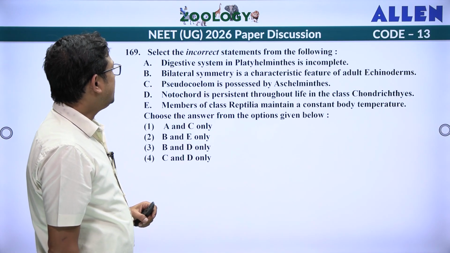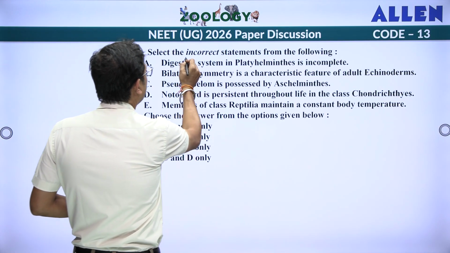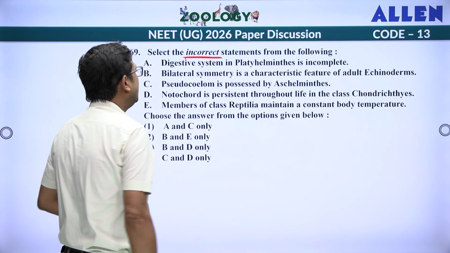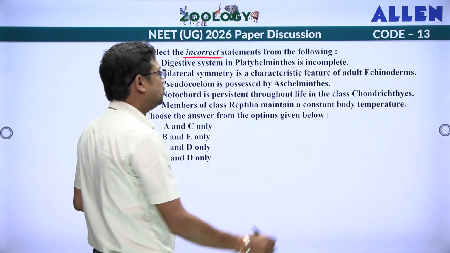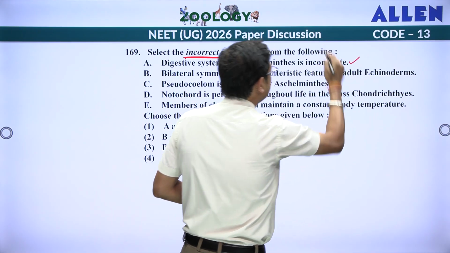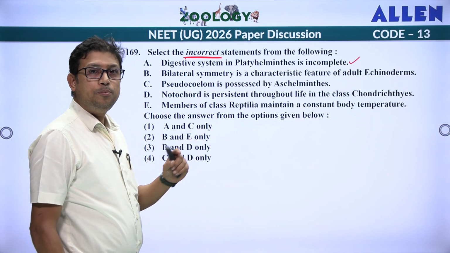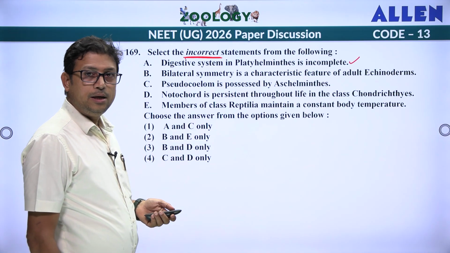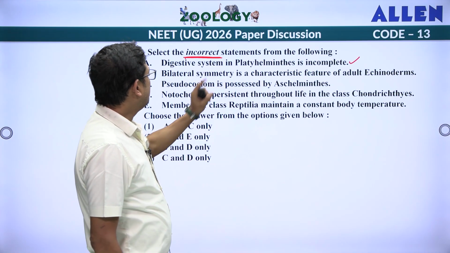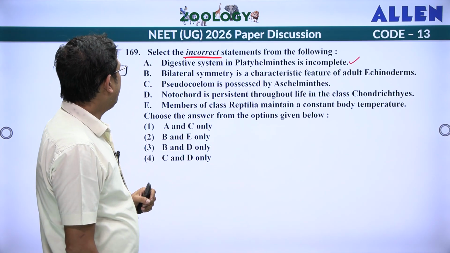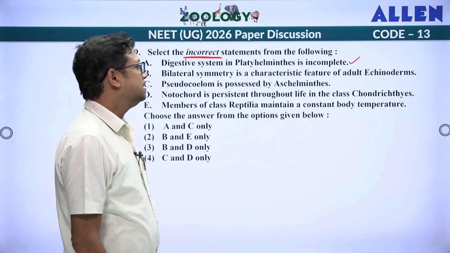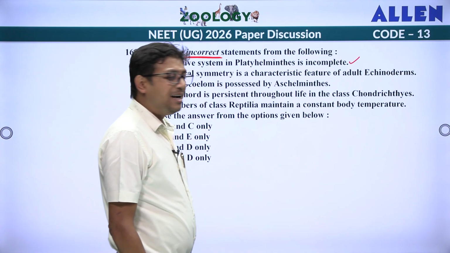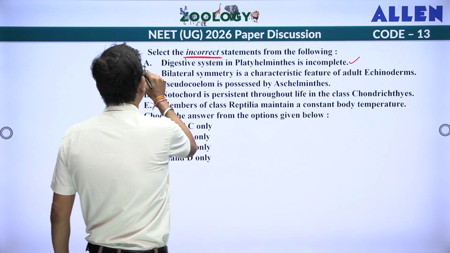Select the incorrect statement from the following. Okay, you have to find the incorrect statement. Digestive system in Platyhelminthes is incomplete. True. Complete digestive system has 2 openings and is associated with digestive glands. So Platyhelminthes have incomplete. Bilateral symmetry is the characteristic feature of adult echinoderm. They have pentaradial symmetry, right? So B is wrong.